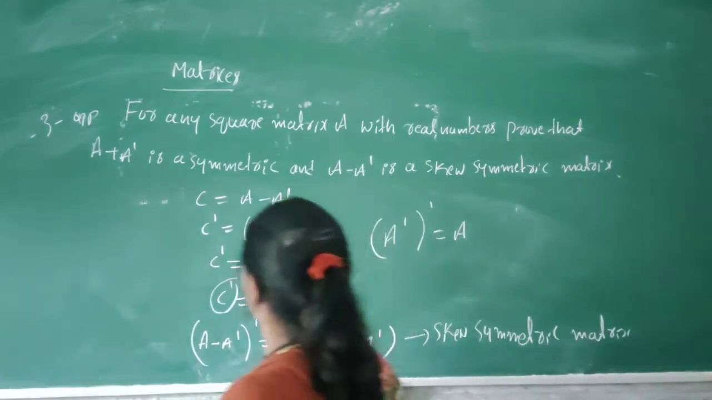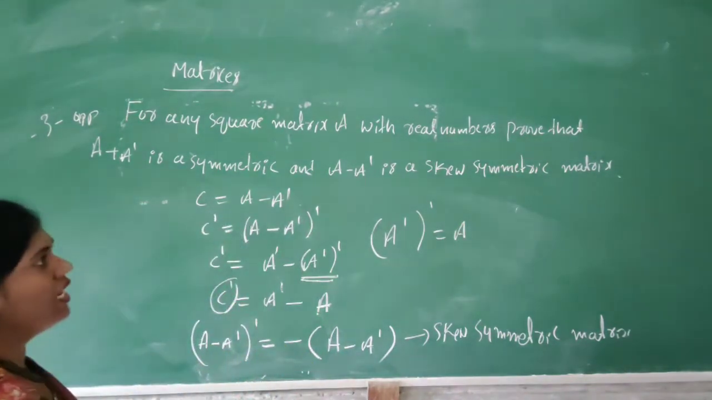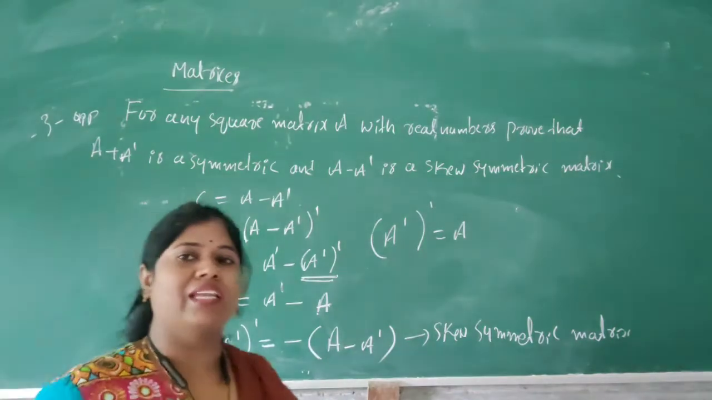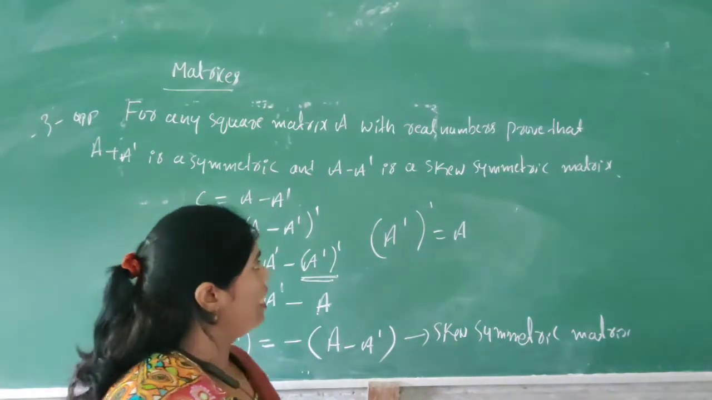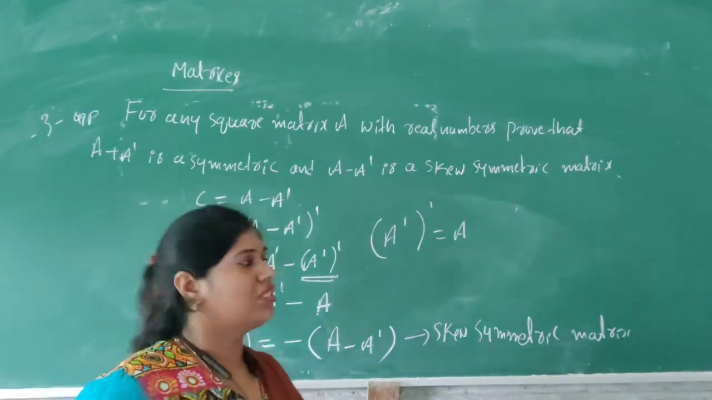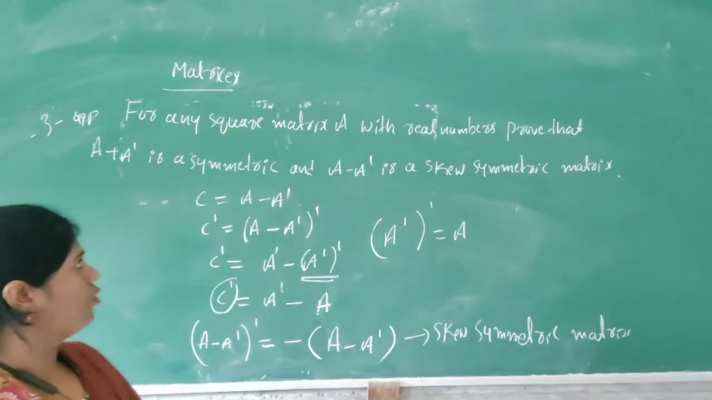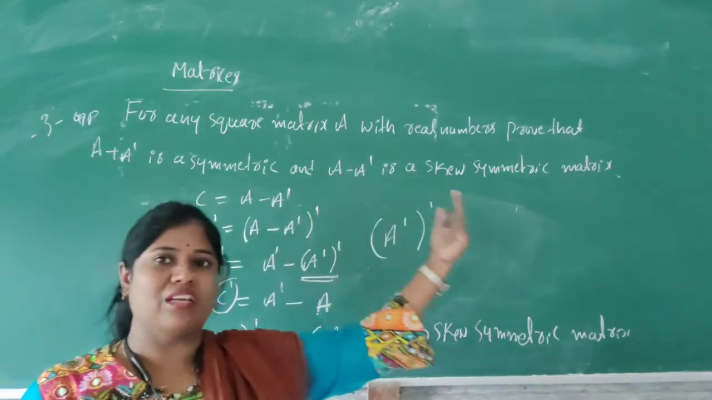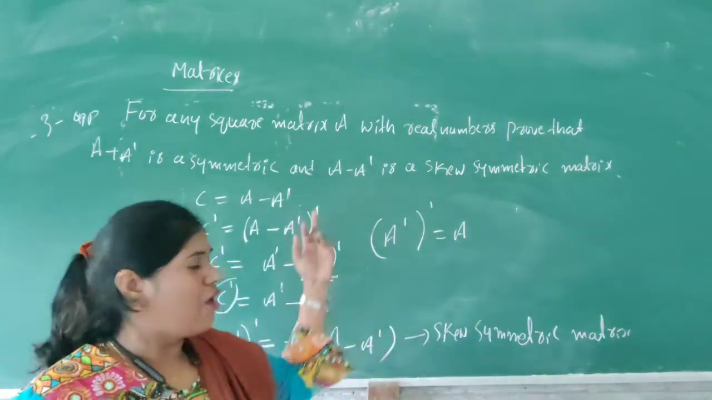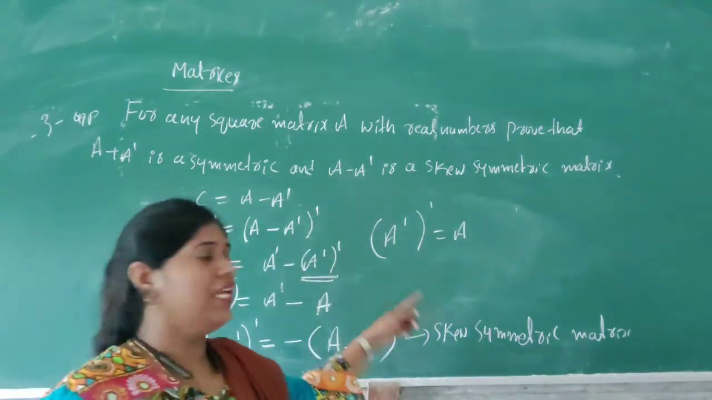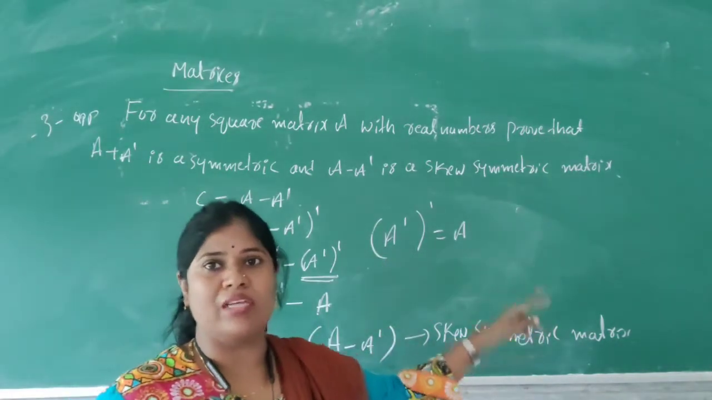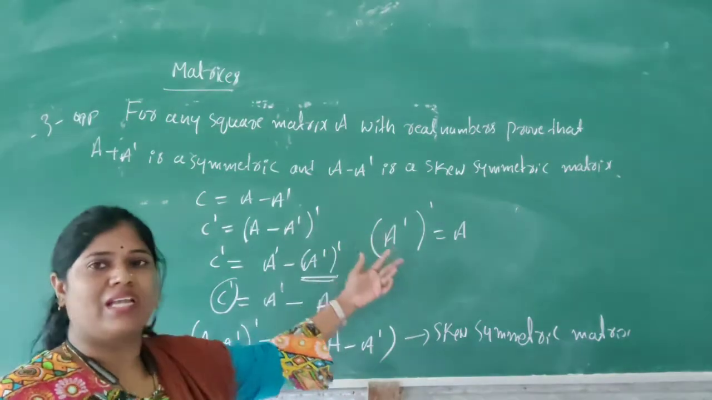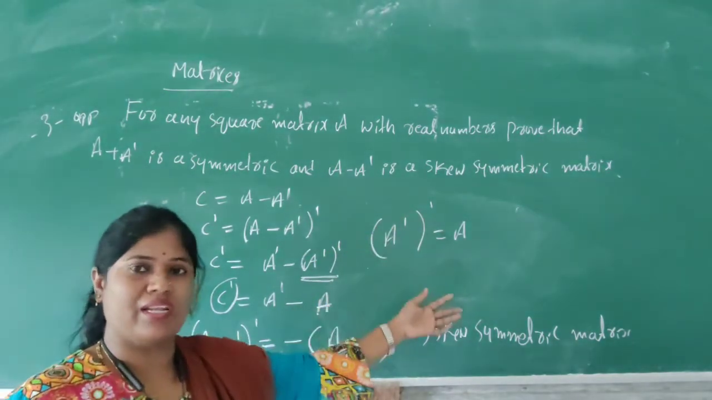So we have shown that for any square matrix A of real numbers, A plus A complement is a symmetric and A minus A complement is a skew symmetric matrix. We have shown that A plus A complement is a symmetric matrix by taking the complements on both sides. After that, there is one property, A complement of complement is equal to A. So we got A plus A complement is a symmetric matrix.